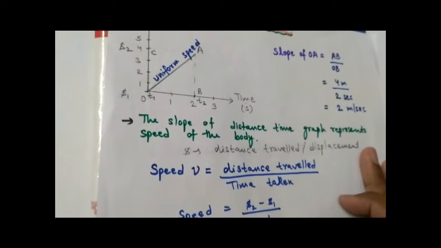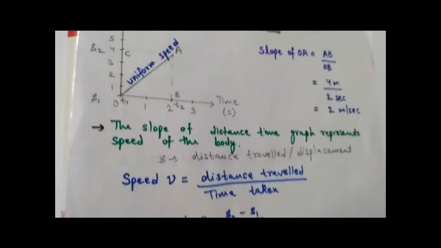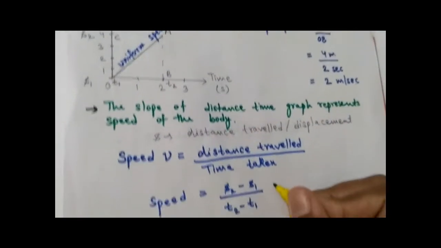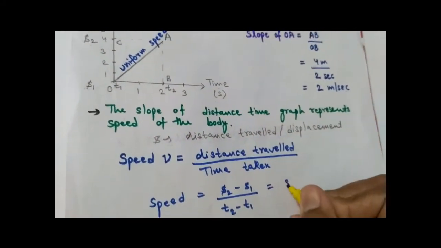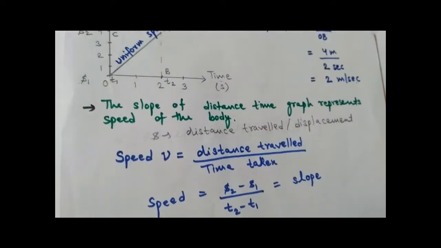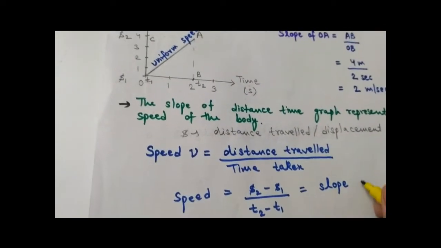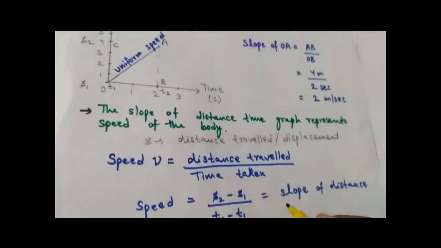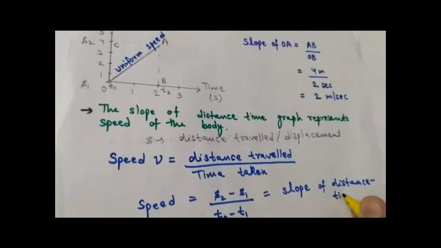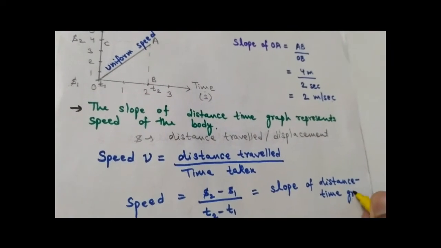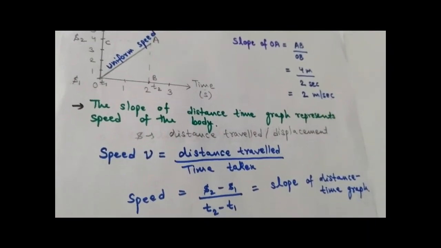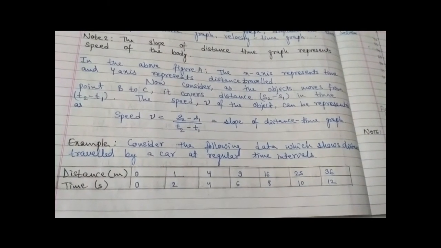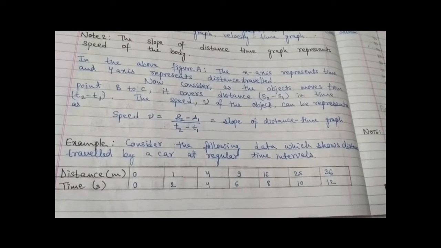Now tell me students, this speed was what? The earlier speed was the slope, isn't it? So can I write this as slope of distance time graph? Okay, students, till now we have seen the case of uniform speed in distance time graph.